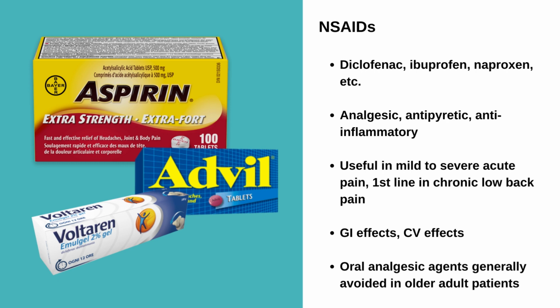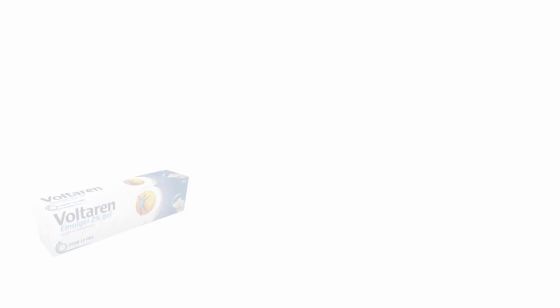Unfortunately, unlike acetaminophen, NSAIDs do come with some adverse effects. Specifically, they have various gastrointestinal side effects, which includes ulcerations and bleeding. And they can also have various cardiovascular effects, such as increasing blood pressure. Because of these adverse effects, oral analgesic NSAIDs are usually recommended against in older adult patients because they are more sensitive to these side effects. That being said, the topical agents like Voltaren gel are very commonly used in older adults because of their low side effect risk.